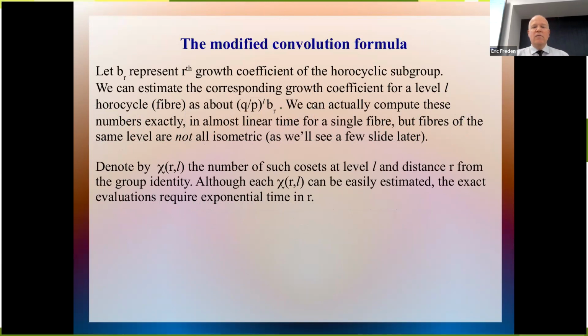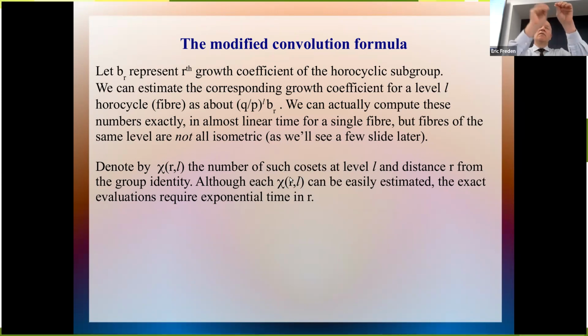So for my modified convolution formula, I have to figure out how many horse cycles there are at level L and a given distance from the origin. So what I will do is denote chi R L, chi for coset. Chi R L is the number of cosets in the tree, the number of nodes in the tree, whose closest point projection from the group origin is R, and level L. And I need to count these things, because this is what I'm going to base my convolution on.